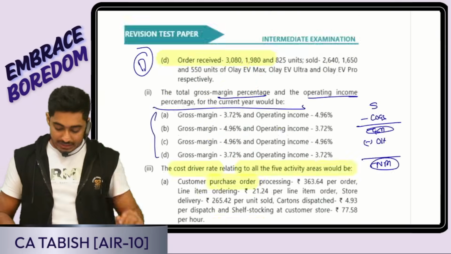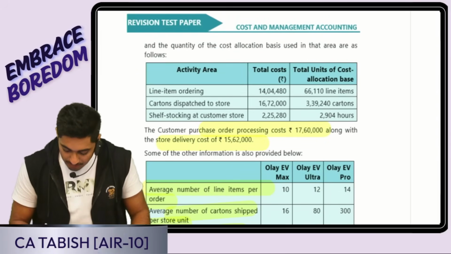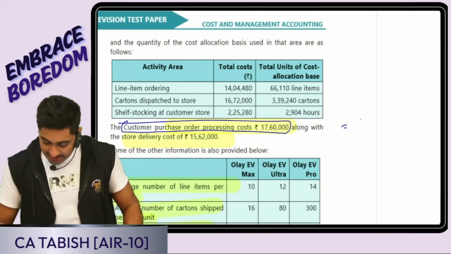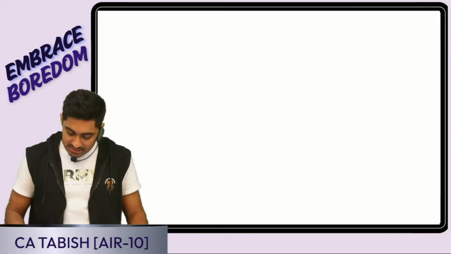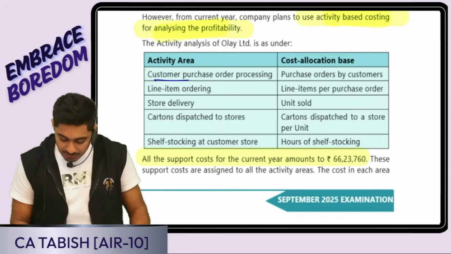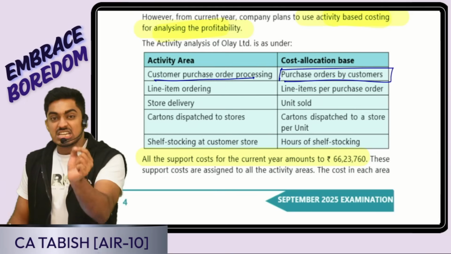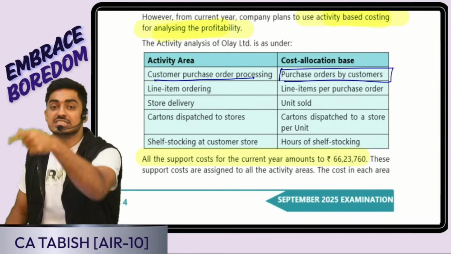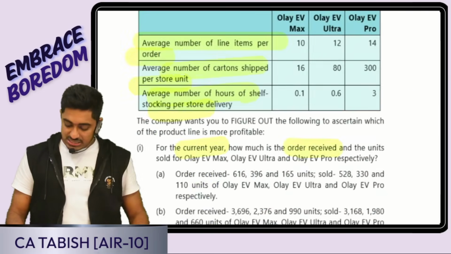So for that, let me try calculating the overhead recovery rate or activity cost driver rate. Tell me, for customer purchase order processing, what is my total cost? 17,60,000 is my total cost. Yes, this I have to divide by number of purchase orders. Customer purchase order processing is dependent on purchase orders placed by the customers. How many orders have our customers placed?